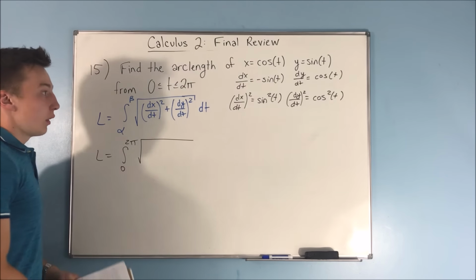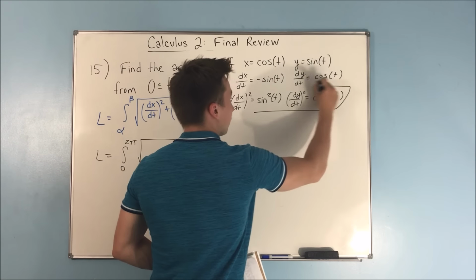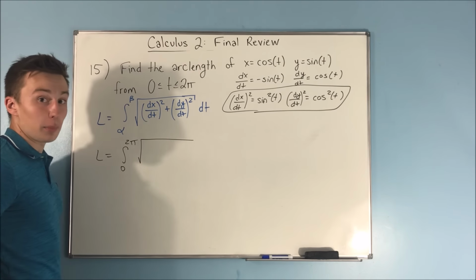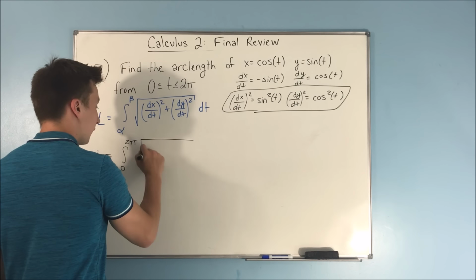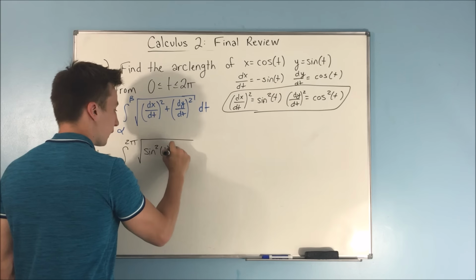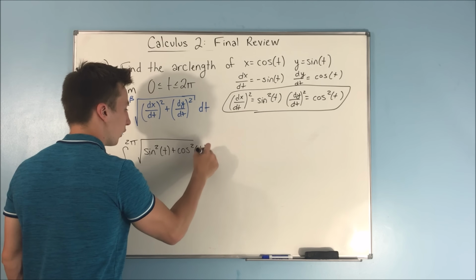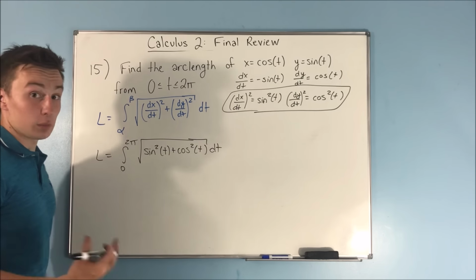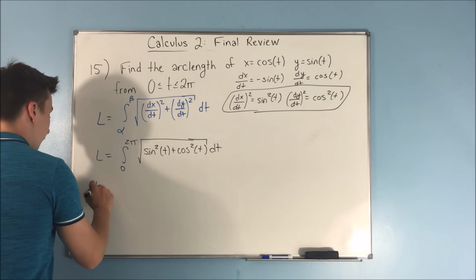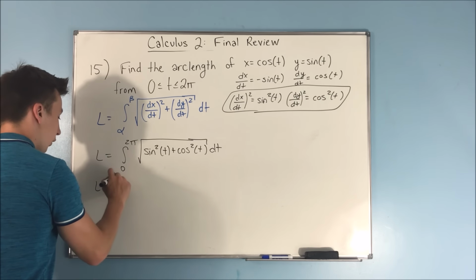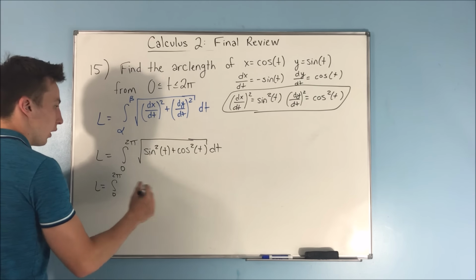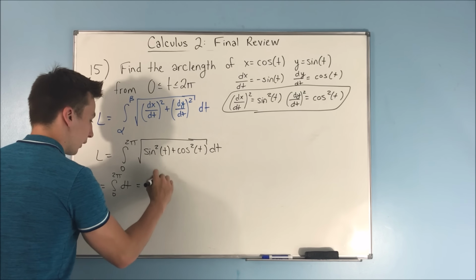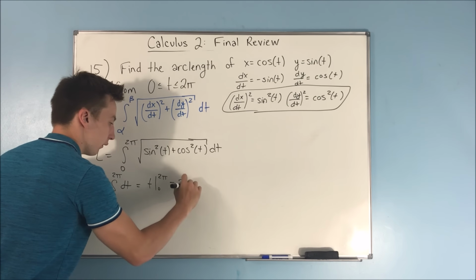So now you have what you need to put into this formula already done, so you don't need to write this formula a bunch of different times. On the inside you have sine squared of t plus cosine squared of t, and you have dt on the end. This whole radical is 1, that's our identity, so really you just have the integral from 0 to 2 pi of dt, which equals t evaluated from 0 to 2 pi, which equals 2 pi.